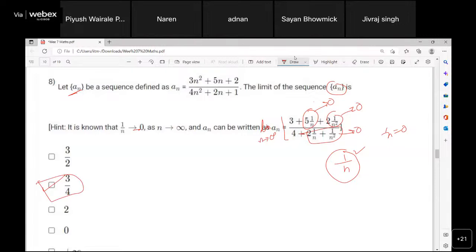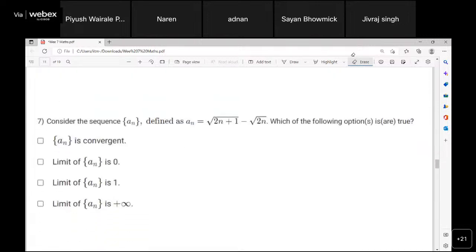Any doubt, like why we are taking n square common? Why we are converting the expression into 1 by n? Any doubt in this part? No, sir. Okay, great.